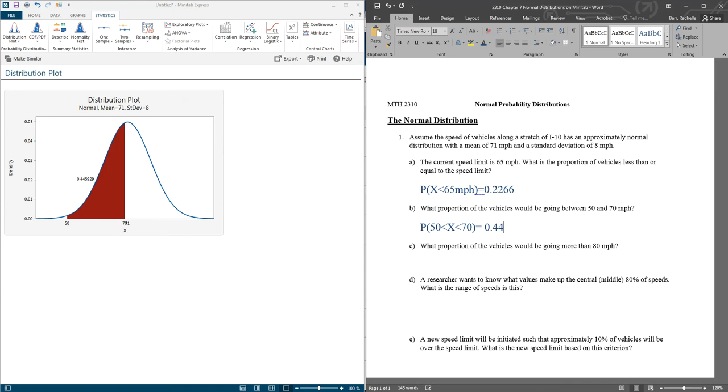So almost half. Too many 4s, so I'm going to round this. Cool.